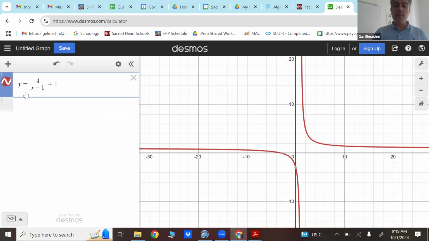Now, this is the part that's going to tie nicely to what we're going to talk about in the next unit. There's a general formula that looks like this.